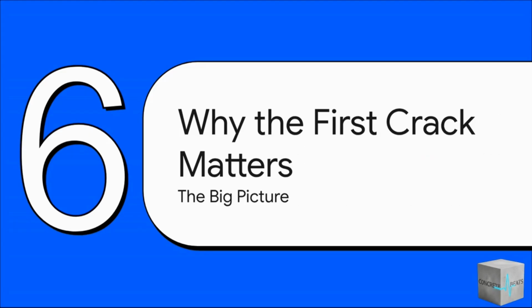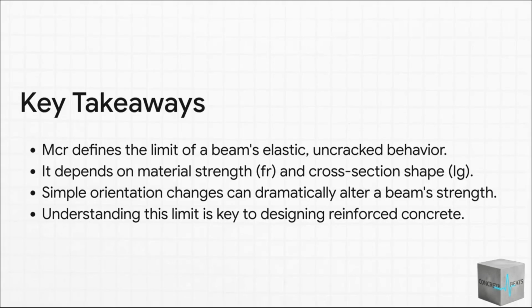Okay, so we've been deep in the weeds with calculations for rectangles and T-beams. Let's pull back for a second and look at the big picture. Why do we care so much about this one specific moment? The moment of the first crack. So, here's what it all comes down to. That cracking moment, M_cr, it's the line in the sand. It's the end of the line for the concrete acting as a simple, uncracked block. And we've seen that this limit comes down to two key things: how strong the material is and the shape of the beam. And man, did we see how much shape matters with that T-beam. Knowing this number isn't just for fun.